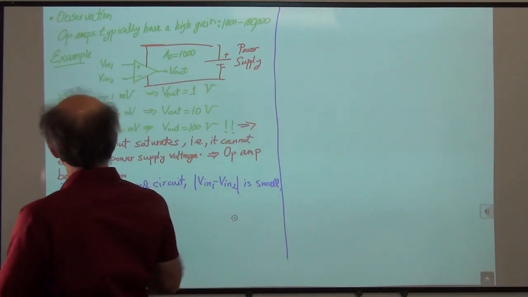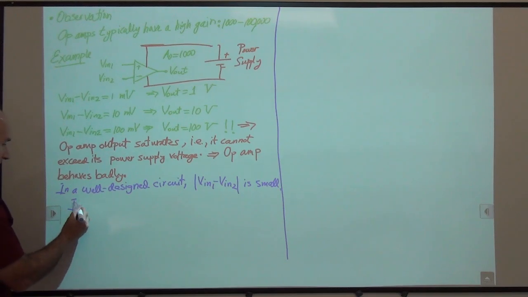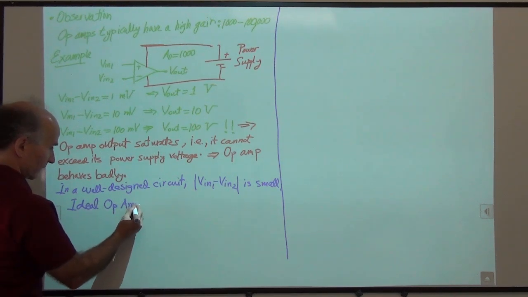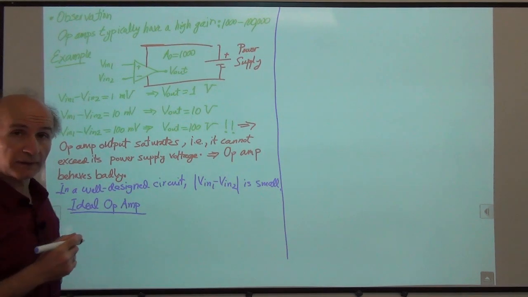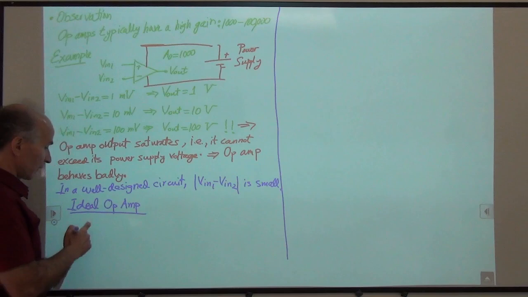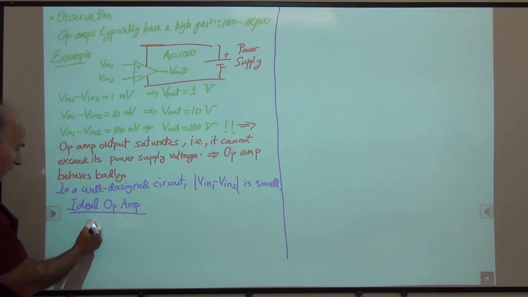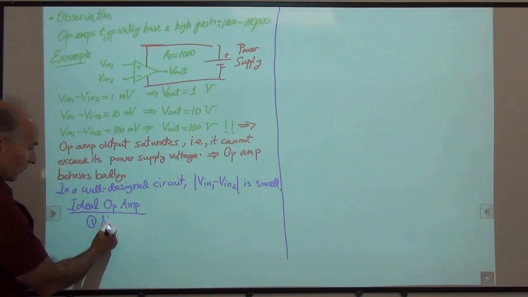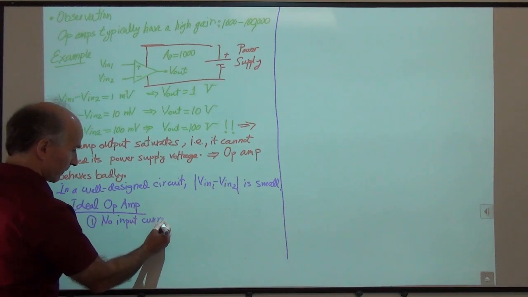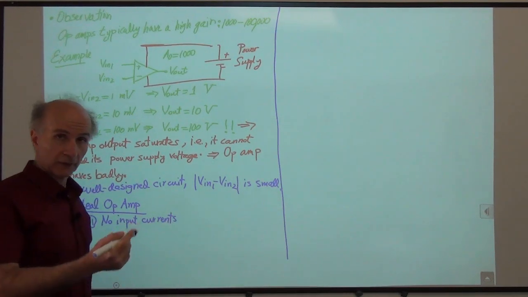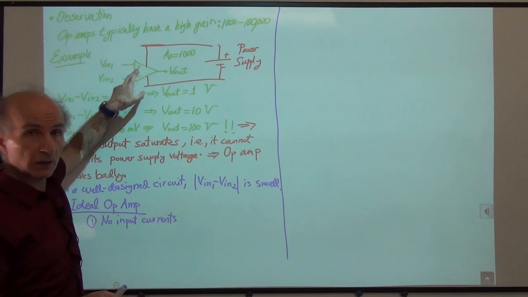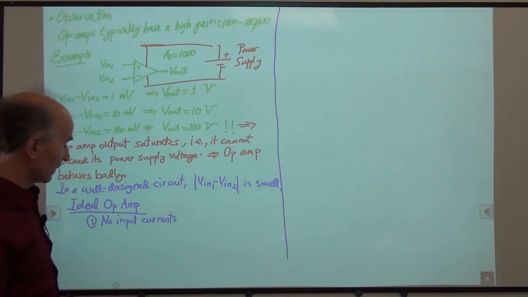Okay, so this brings us to what we call the ideal op amp. And that means if you were to design the best op amp in the world, what would you like to have? So if we want to design an ideal op amp, here are the conditions. So condition number 1, no input currents. We saw that, right? We said that the two input wires are going into here. They're not connected to anything. There are no currents flowing here. So that's a nice little condition.